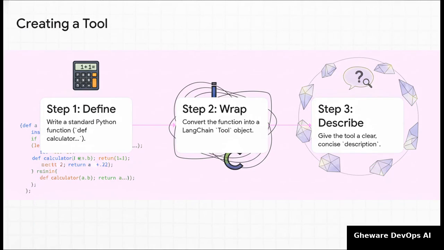We're going to create our first tool, a simple calculator. And it follows this really beautiful 3-step process. First, we just write a normal Python function that does the actual work. Second, we wrap that function in a LangChain tool object. And third, and this is the important part, we give it a crystal clear description.